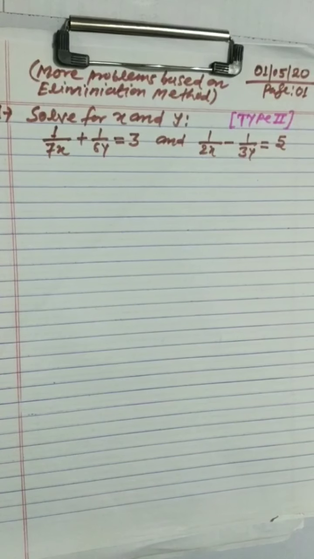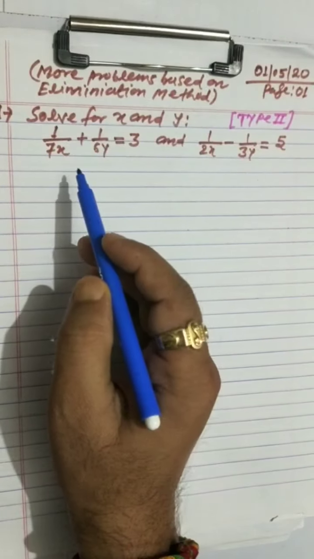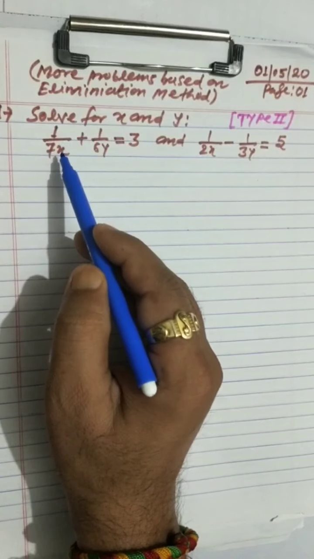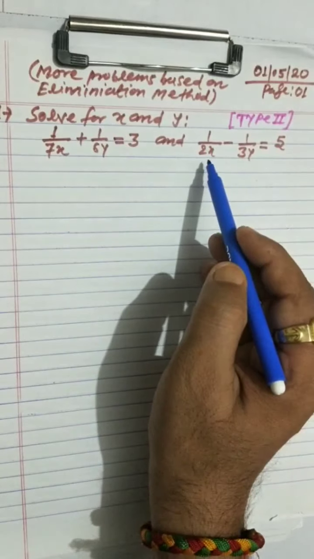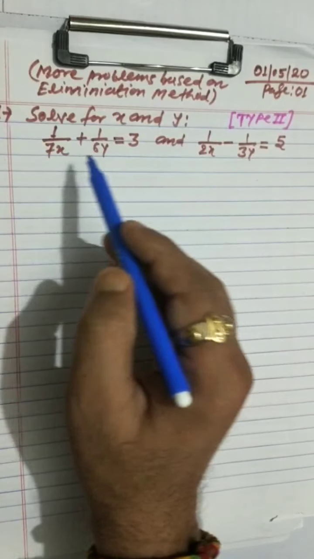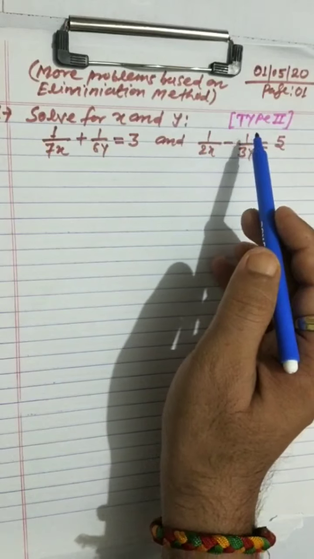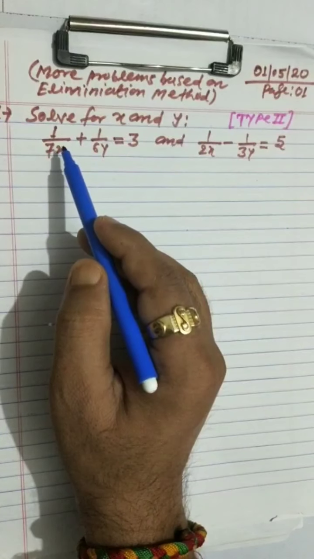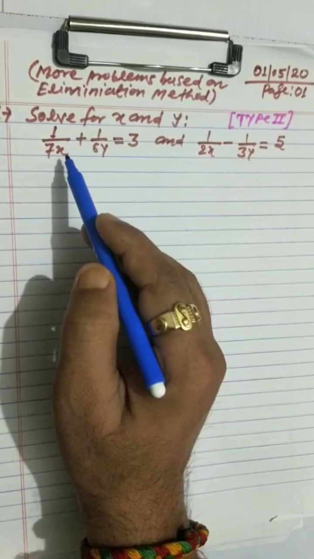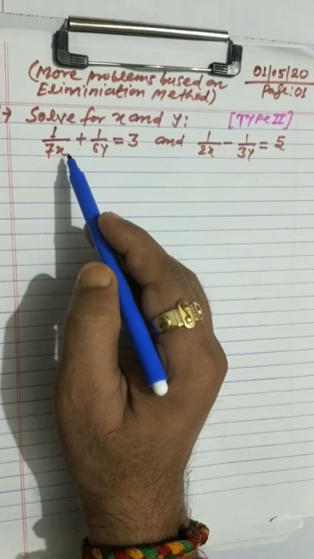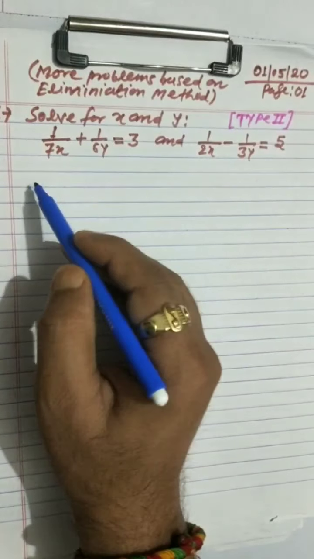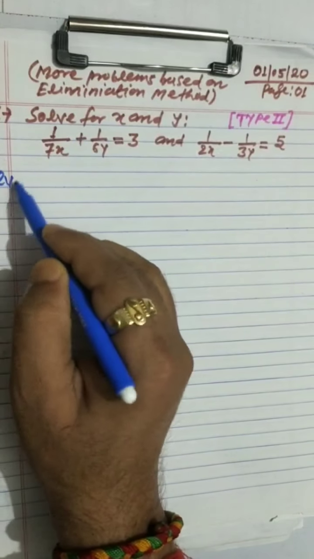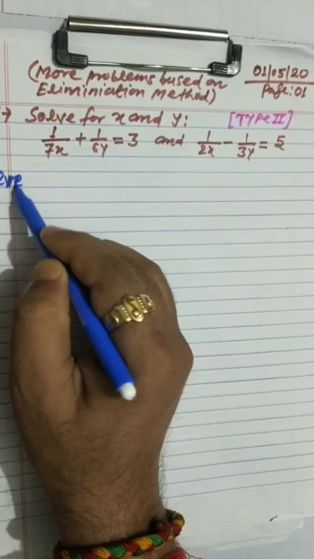So your problem is the pair of equations are given and you have to solve it by elimination method. And the problem is 1 by 7x plus 1 by 6y is equal to 3 and 1 by 2x minus 1 by 3y is equal to 5. This is the type 2 question. So many questions are given in your exercise of this type. So let us see how it will be solved. Let us solve it. Solution.